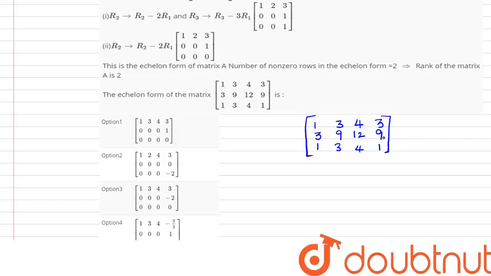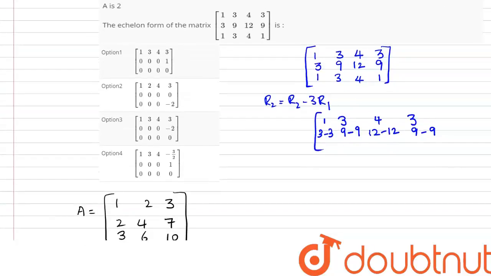Now let us do R2 equals R2 minus 3R1. There is no change in R1. We get R1 as 1, 3, 4, 3. And now R2 will be 3 minus 3, 9 minus 9, 12 minus 12, and 9 minus 9.